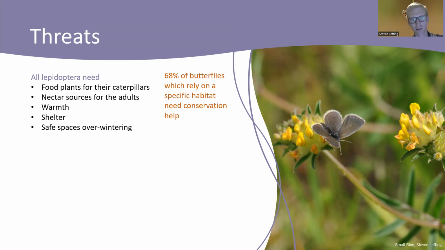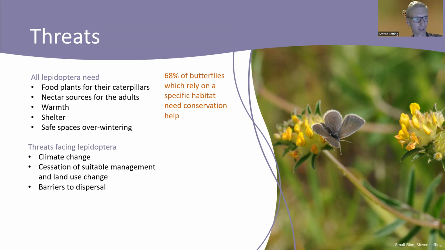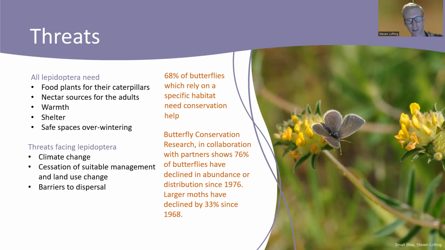Research shows that 68% of butterflies which rely on specific habitat need conservation help, which is quite an alarming statistic. And that's made worse by our moths, where research at Butterfly Conservation has shown 76% of butterflies have declined in their abundance or distribution since 1976, and larger moths by 33% since 1968. So it's concerning. And those big threats can be categorized into three main areas.